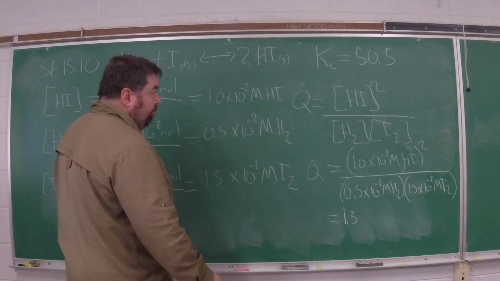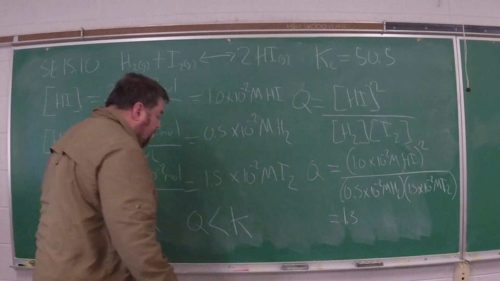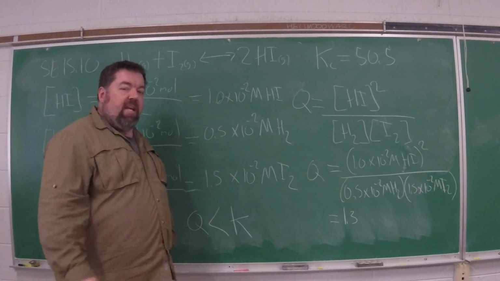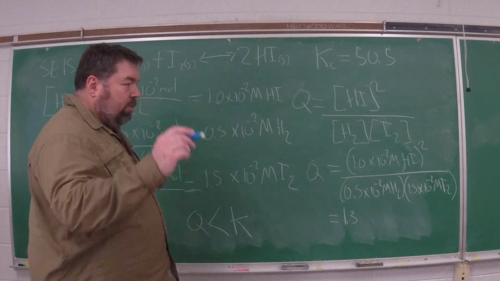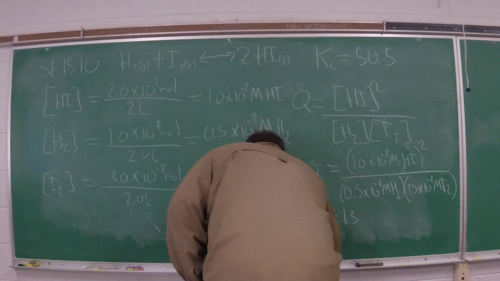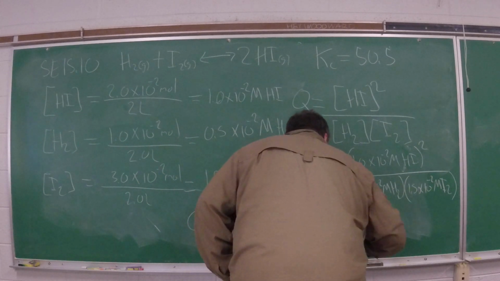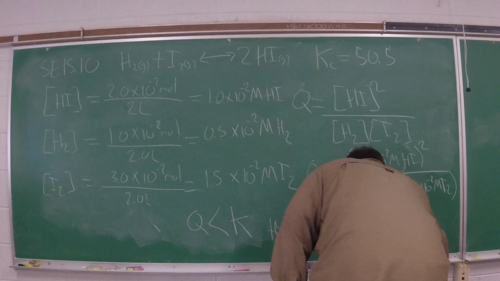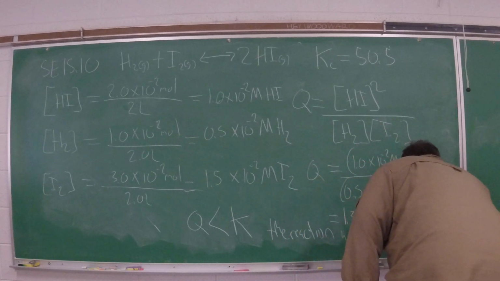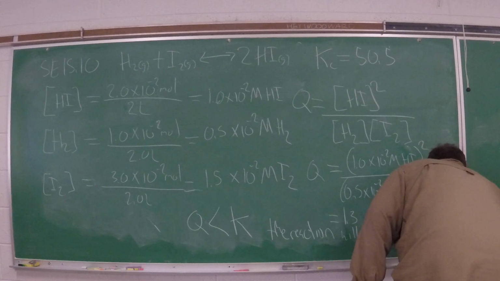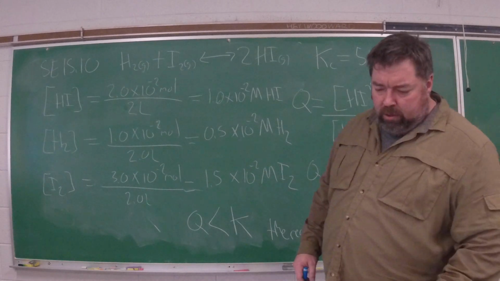So what happened? Q is less than K. What did we say prior? If Q is less than K, that means that we need more products. So our reaction will shift to the right. Correct?